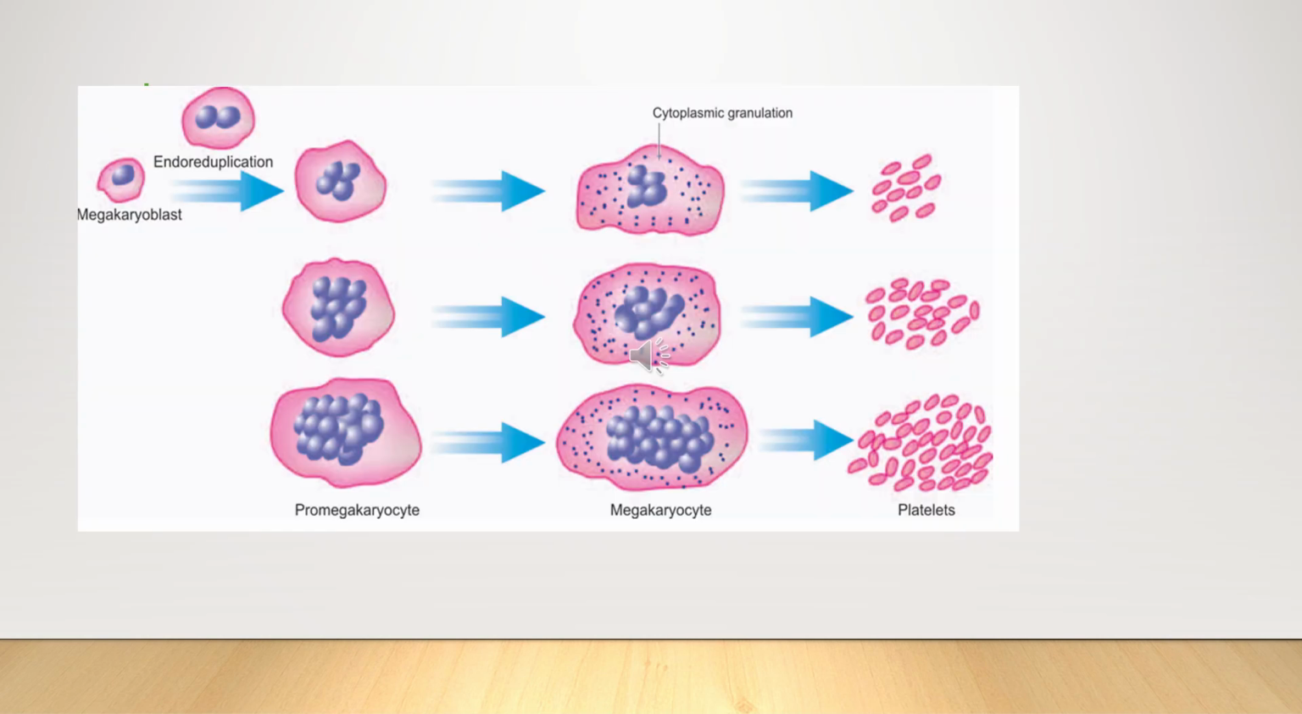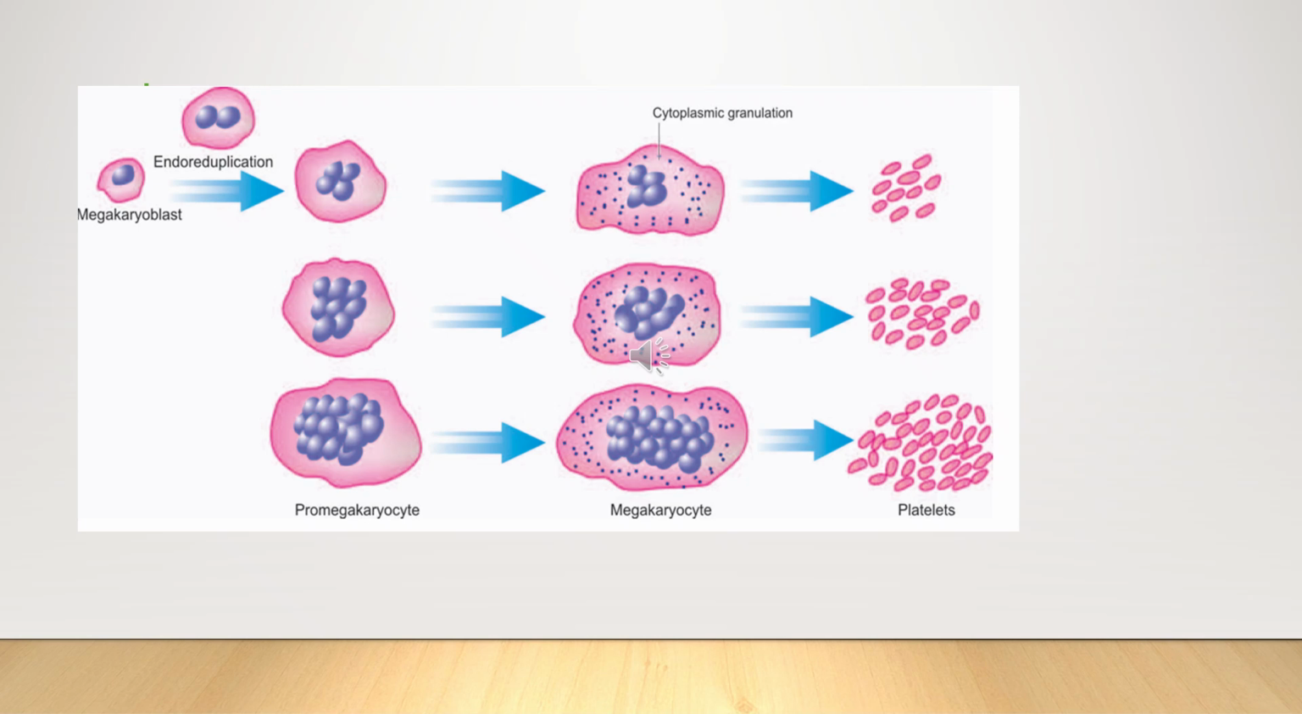Here is the diagrammatic representation of platelet production. The earliest precursor is megakaryoblast, size from 20 to 30 micrometer. It has a large nucleus with 1 to 2 nucleoli. The megakaryoblast undergoes endomitosis. That means the DNA and the nucleus keep replicating, but the cell doesn't divide. So one nucleus becomes 2, 2 becomes 4, 4 becomes 8, and that is known as endoreduplication.